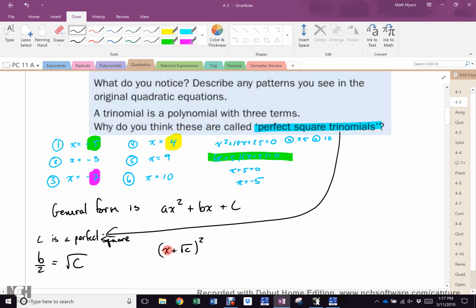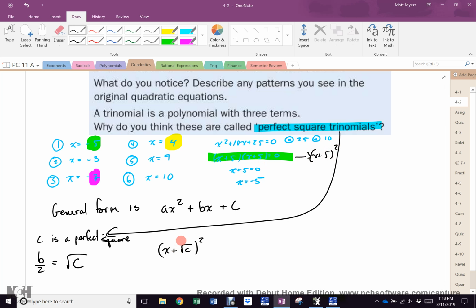X is the square root of x squared. The square root of c there, and I get the same thing, right? Because here I had x, square root of that was x. It ended up being x plus 5 all squared. Right? Does everybody see this pattern? Everyone's cool with it, yeah?